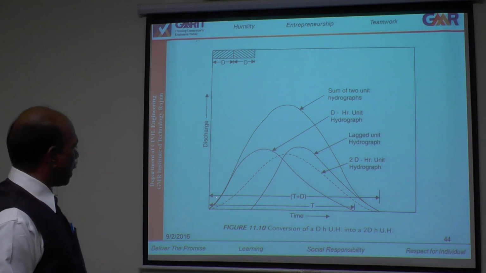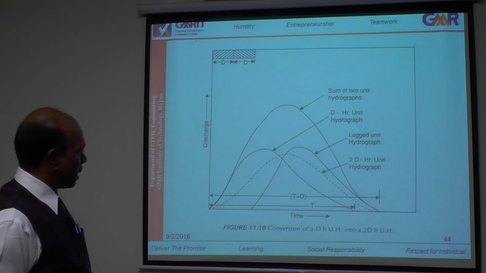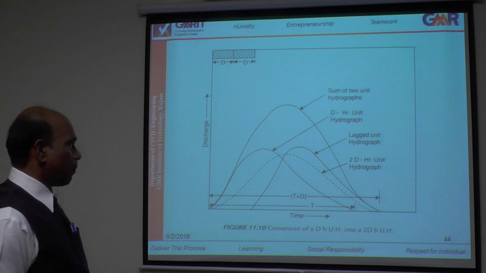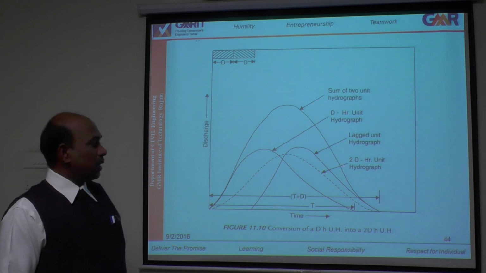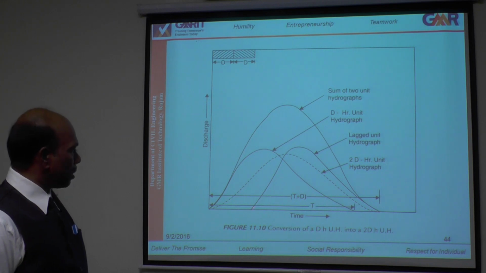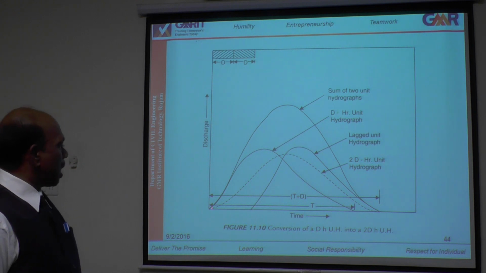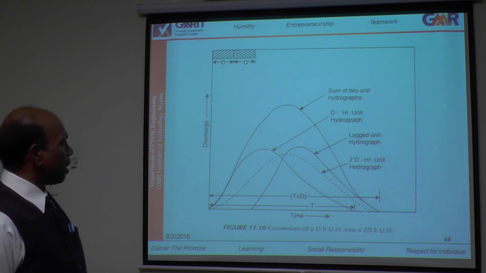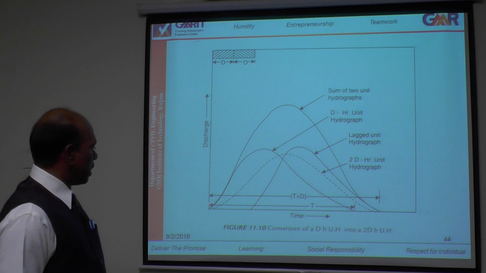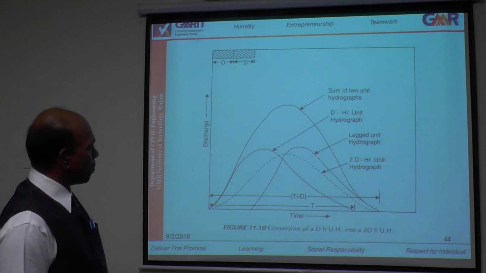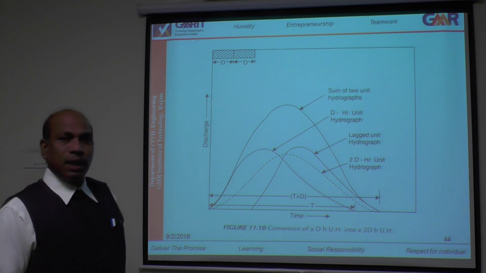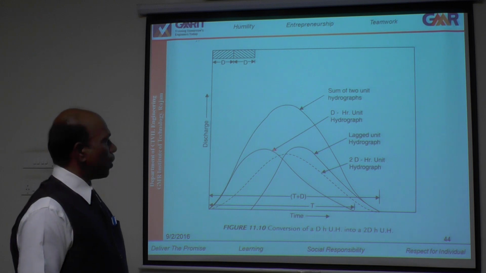We want to construct the 2D hours unit hydrograph, 3D hours unit hydrograph, 4D hours unit hydrograph based on our requirement. Once you draw the D hours unit hydrograph like this, this represents 1 centimeter depth of direct runoff corresponding to the base period. Then you construct another unit hydrograph like this, shifted by the same unit duration, D hours. Our given unit hydrograph is of D hours unit duration, so we construct another same unit hydrograph like this. Here, we have 2 unit hydrographs.